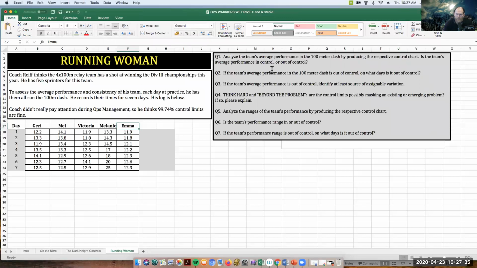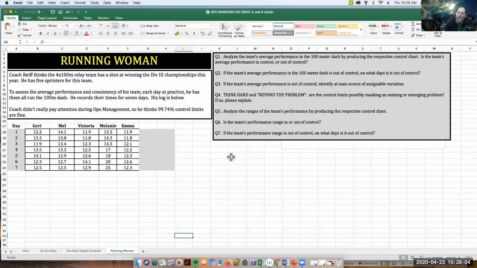And in terms of these questions in the gray box, still the standard kind of questions. Is the mean performance of the team in or out of control? If it's out of control, on what days is it out of control? If it's out of control, what are some sources of assignable variation? And we'll stop there for now. But this looks kind of different.